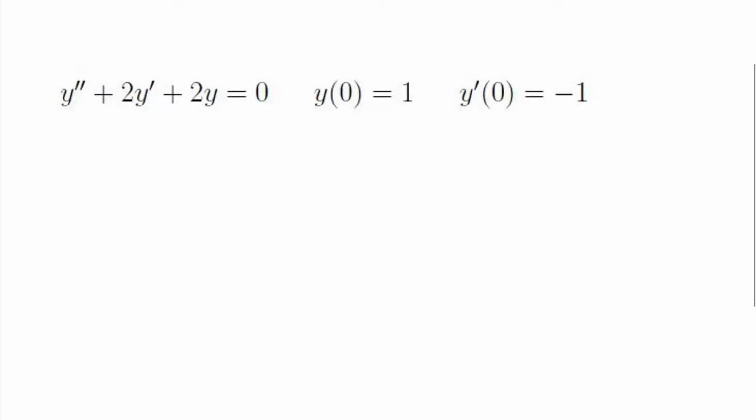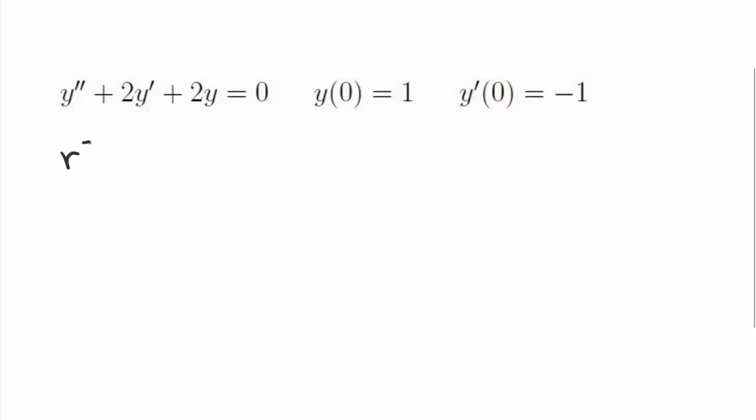Okay, in this example, we have this initial value problem, y double prime plus 2y prime plus 2y equals 0, where the initial condition is y of 0 equals 1 and y prime of 0 is negative 1. So first off, notice that this is a second order linear homogeneous differential equation with constant coefficients. And so the way we're going to solve this is we're going to find the characteristic equation, which we can just read off the coefficients of the equation.